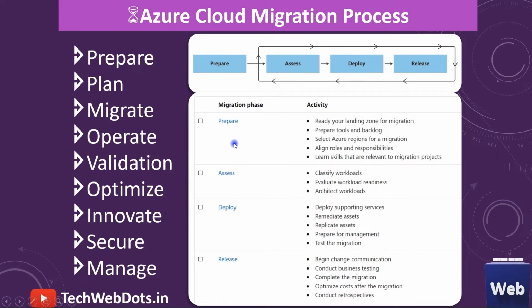So now, after hearing all these small phases and their definitions, and what is expected in each respective phase, all these words mentioned on the left-hand side are now a little familiar to you, right? If you talk about prepare, plan, migrate, operate, validation, optimize, innovate, secure, and manage, all these things we decide beforehand, before we actually start the migration process.